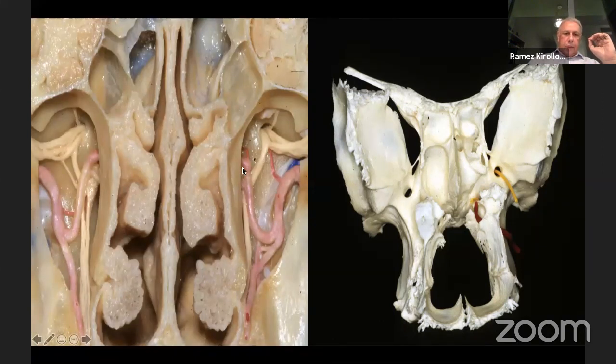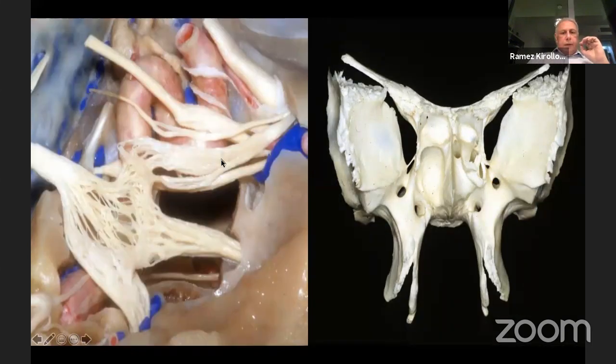So here is again another magnification to show you how the sphenopalatine artery is going to the middle meatus. So this is the nasal cavity. So again, this is to remind you, that's why in this appearance, this is where the Vidian canal is. It is at the floor, the lateral part of the floor of the sphenoid sinus.